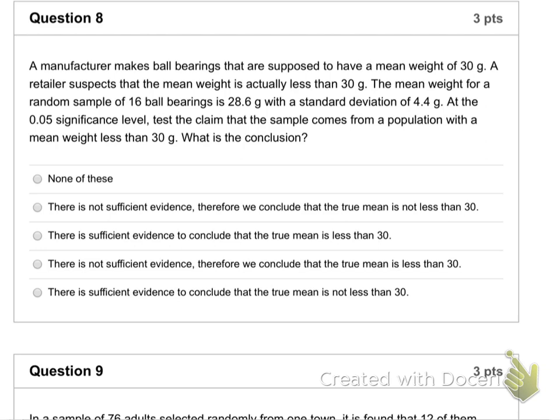All right, so what's the claim on this one? Yeah, the retailer suspects that the mean weight is less than 30. So it says mean, so it's going to be mu, not p, right? The mean is less than 30. There we go. Now from there, can you write the H0, the H1, crank it out.